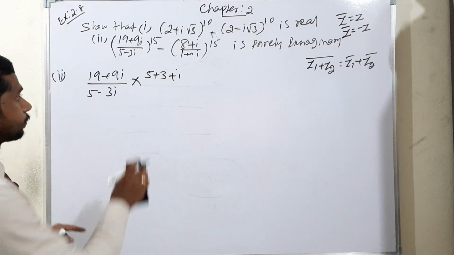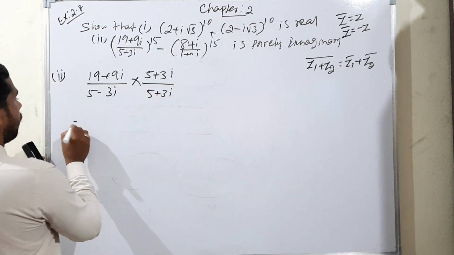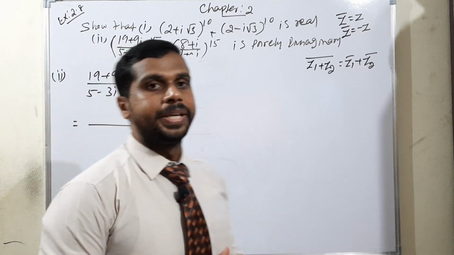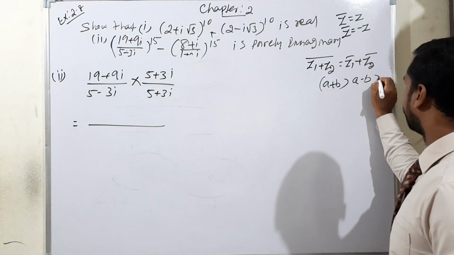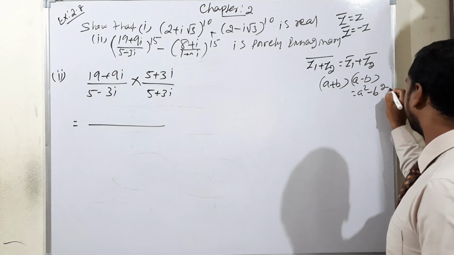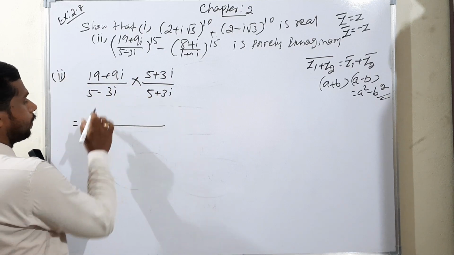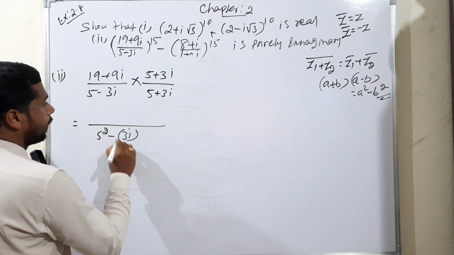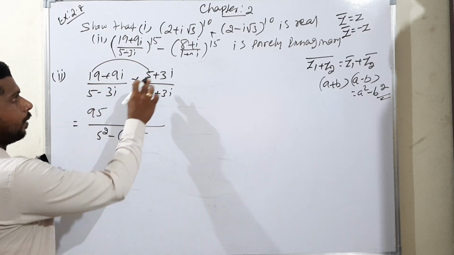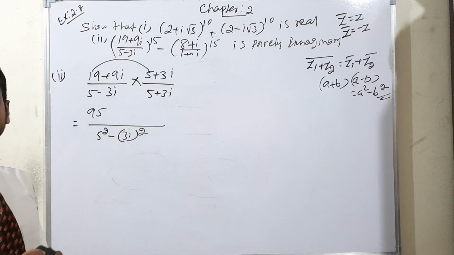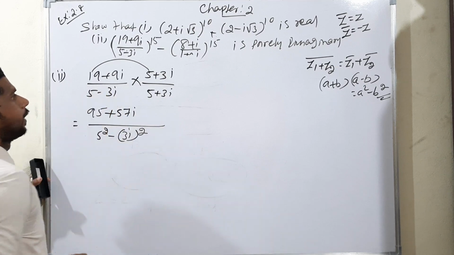5 plus 3i divided by 5 plus 3i. Already you know one formula, a plus b into a minus b, which is a square minus b square. So the denominator we can write as 5 square minus 3i the whole square. Now 19 into 5 is 95. 3 into 19: 9 3s are 27, 30 plus 27 means 57i. So plus 57i.